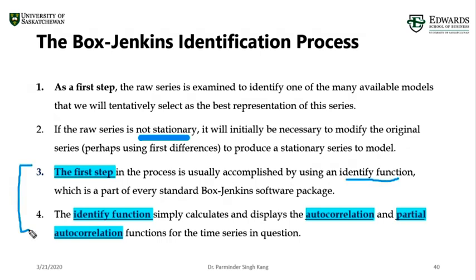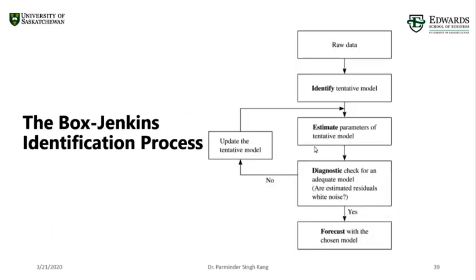In the identification step, we produce autocorrelation and partial autocorrelation on the raw data. What I would like you to do is, with the GDP data set, plot the autocorrelation and partial autocorrelation using ForecastX, and that will allow you to identify a tentative model. The term tentative model means this is not a confirmed model at the moment. We can only confirm this model once we have gone through the validation process.